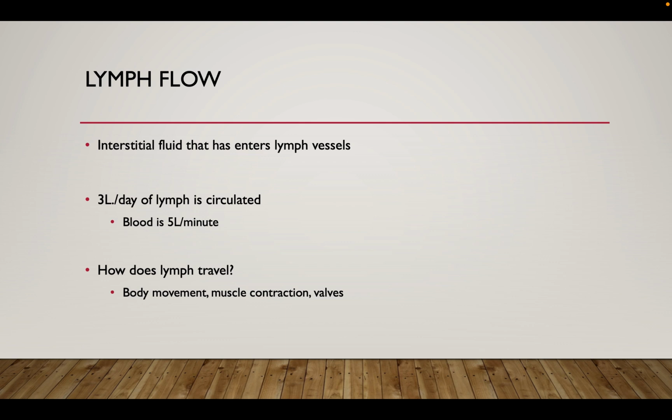Now, our lymph fluid is going to travel in a very similar manner to how our venous blood traveled in our veins. So if you think back to how the venous blood traveled in the veins, how did it travel? Well, it traveled largely due to us moving. It traveled due to body movements, muscle contractions, as well as the presence of valves. Remember, valves were present in our veins to help prevent backflow of blood. Well, it turns out that valves are also going to be present in our lymphatic vessels as well, and they're going to serve basically the same function.